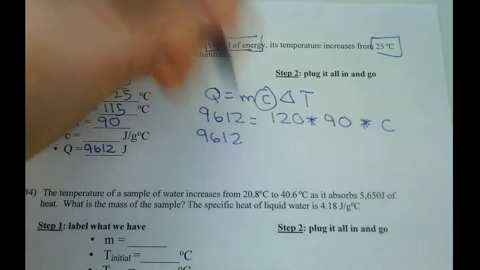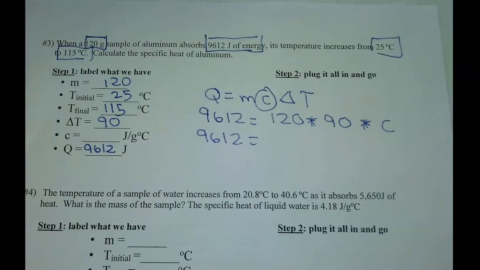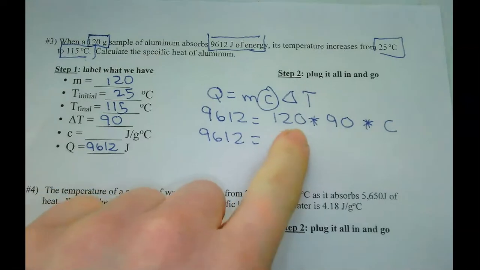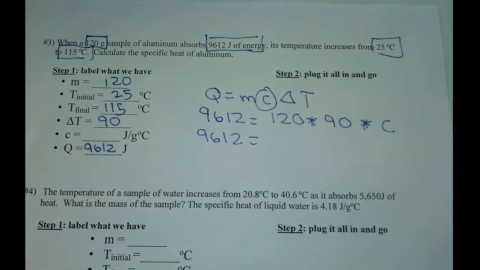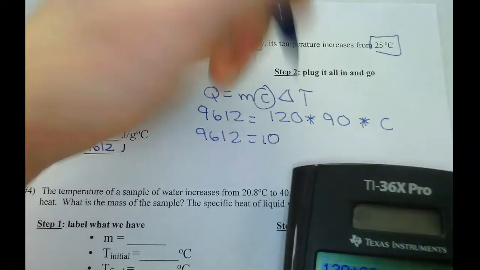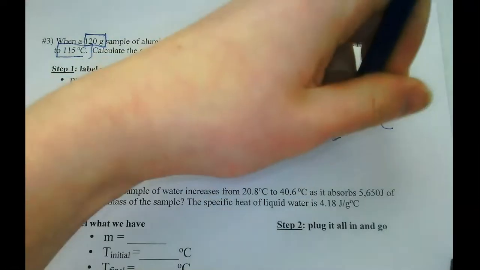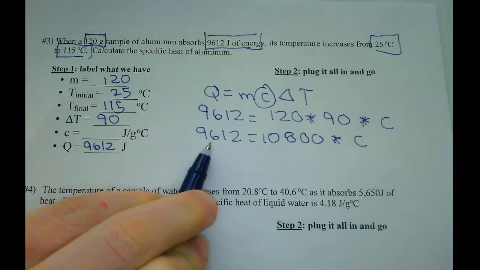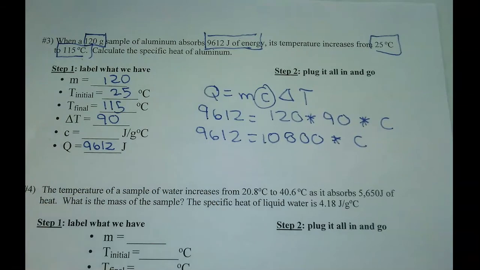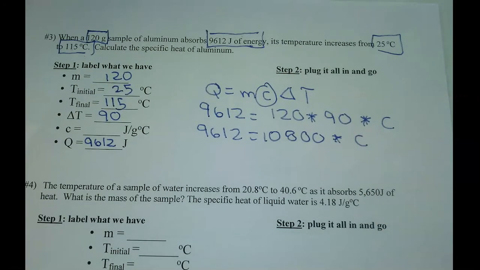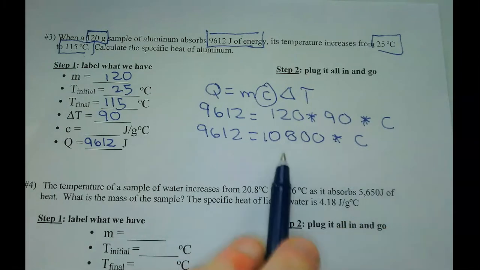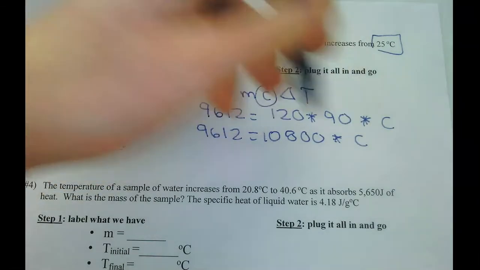And I'm writing out more steps than you maybe necessarily would, but I just want to show everybody so you can follow the work. So right now I'm going to multiply 120 times 90. And that is equal to 10,800. So this times C is going to give me that. So what do I need to do to just get C? I need to get C by itself, so that means I need to get that 10,800 on the other side. I'm going to do that by dividing.